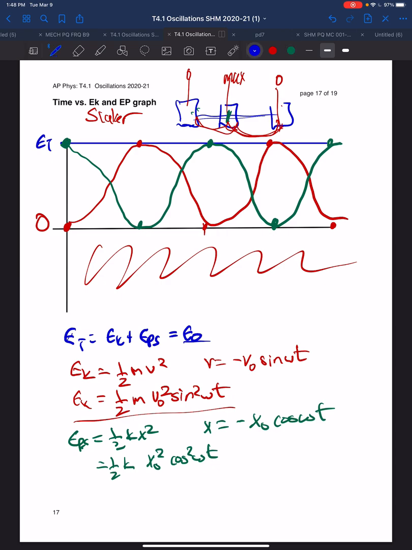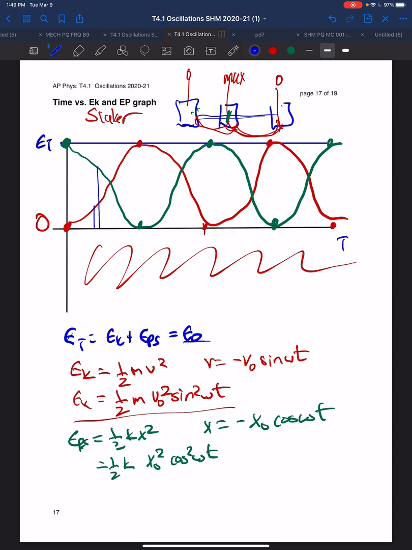And what we can then see is that at any moment in time, if we take the sum of the red and the green, it will equal the blue. The kinetic plus the potential equals the total. And that total remains constant over time.